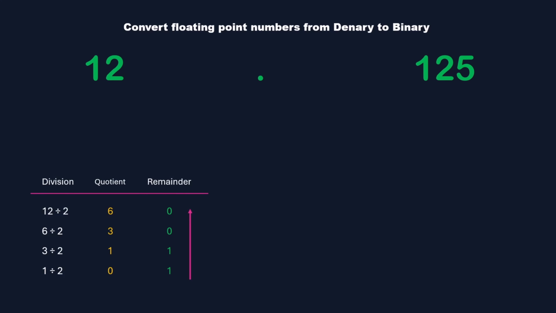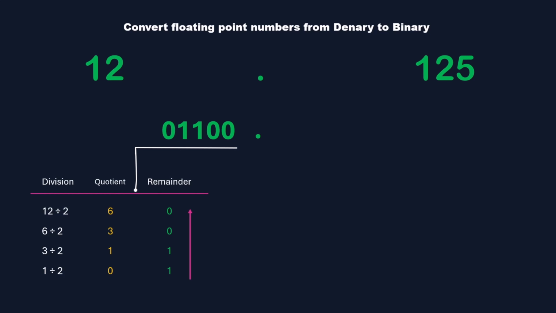Now, if you write the remainders from bottom to top, the binary representation of the integer part is obtained, which is equal to 01100. Here, I added the leading 0 to indicate the sign bit, which shows that the number is positive, since the 0 indicates that number is positive.